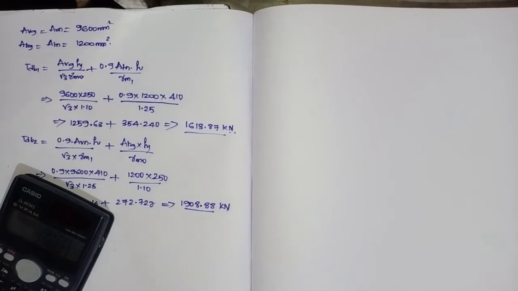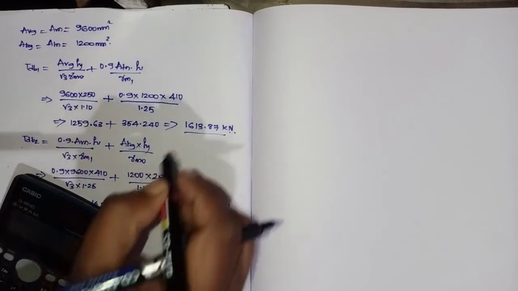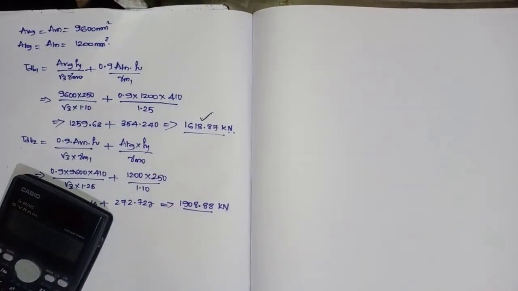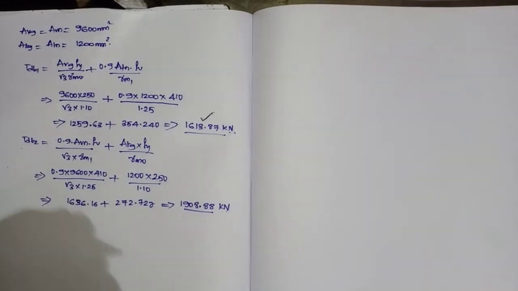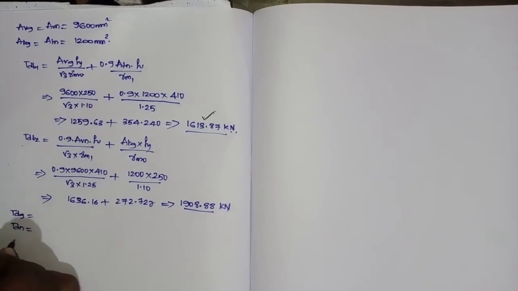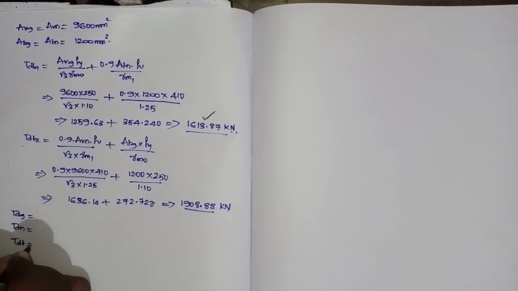Here, out of TDB1 and TDB2, you are supposed to take what? Least of these two. So 1630 next. Now if I try to write all those values, TDG, TDN and TDB.